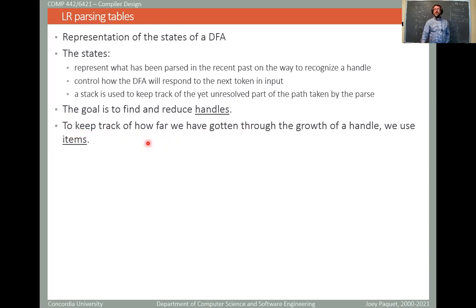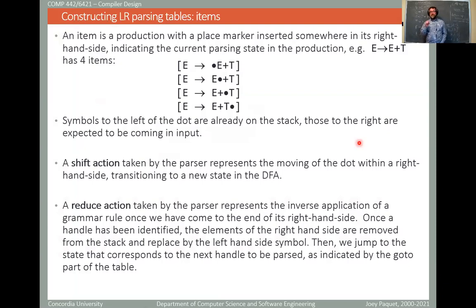So next, a very important concept. To keep track of how far we've gotten through the growth of a handle, as you're going forward in a right-hand side, you are going forward in the identification of a handle that you're going to reduce. The way we figuratively represent how far you are in a handle is to use what are called items. Items are the main concept in transforming the grammar into a table. So let's look at what items are.